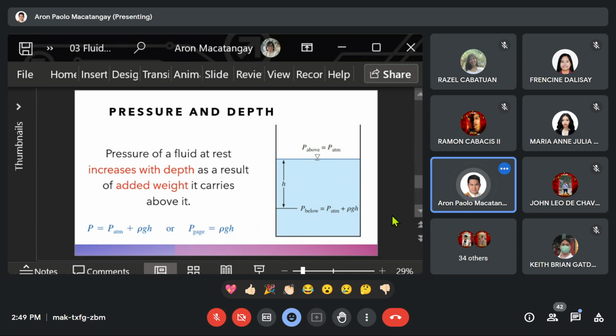I hope you understand this because ito yung main concept na gagamitin natin in our, maybe in the next month of our discussion. Okay? Any question?